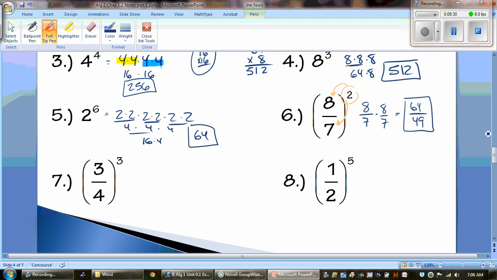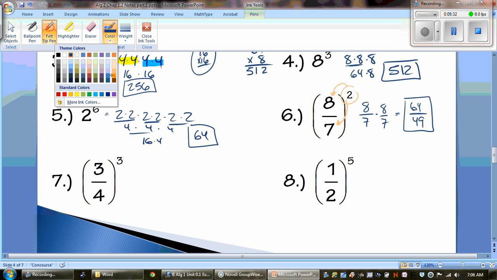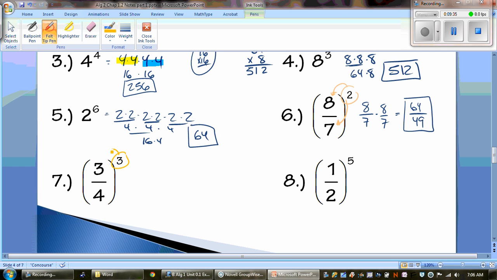All right, number 7. Once again, that exponent goes to both the 3 and to the 4. Okay? So we have 3 times 3 times 3, and that's over 4. And we multiply them all. 3 times 3 is 9. 9 times 3 is 27. 4 times 4 is 16, and 16 times 4, we've done it a bunch of times already, is 64.